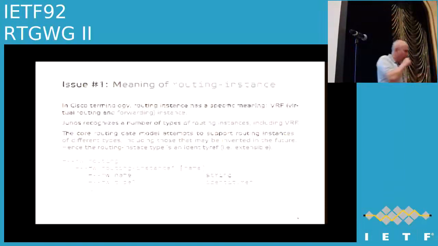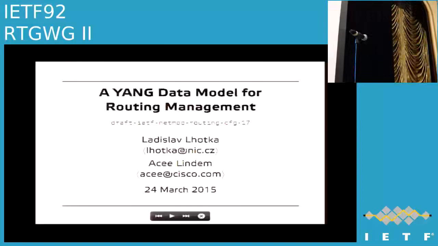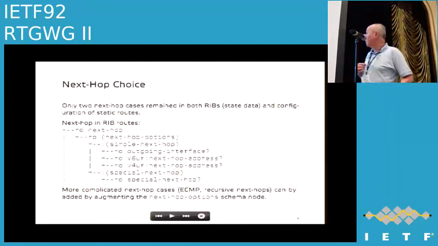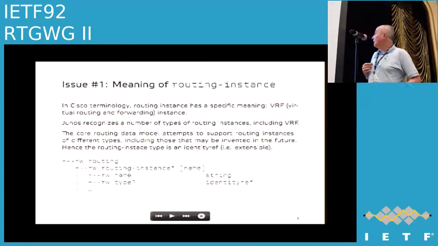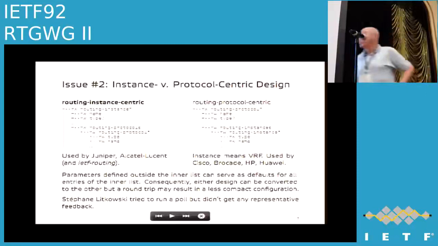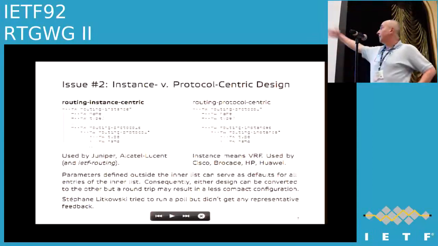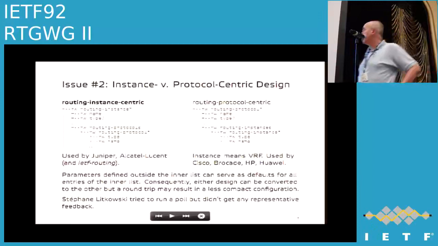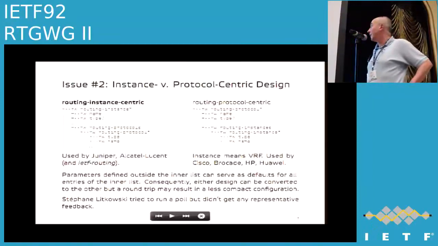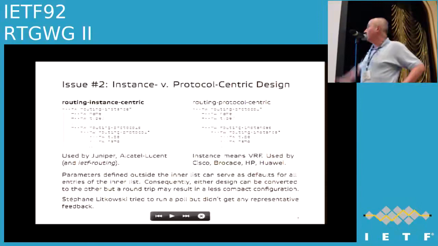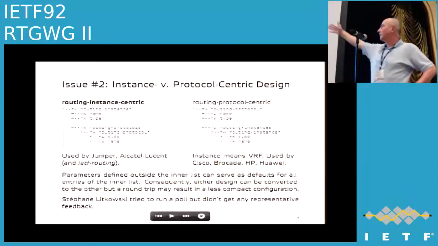This was maybe the most important issue that was resolved during that session, and it's about the overall organization of the data tree. There are two basic options that are being used by different vendors and their CLIs. One is so-called routing instance centric, where you have a list of routing instances at the top, and then inside it you define parameters of different routing protocol instances. And the other option is to turn it around, start from the top with the routing protocol list, and then define a list of routing instances for each.